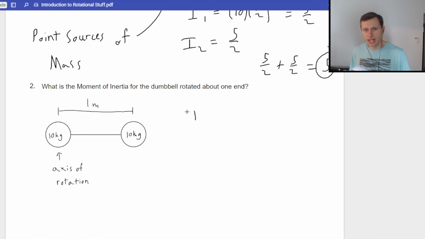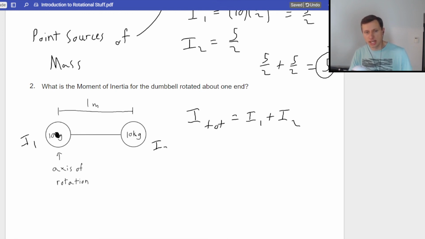So for this one, again, I total equals I1 plus I2. Since the axis of rotation is on top of my dumbbell, notice if I call this I1 and the right side I2, I1 is going to be a mass of 10 kilograms times a radius. That radius is 0 because it's touching the axis of rotation. Everyone see that? So r is 0 there, and you can square it. It's still going to be 0. In other words, I1 is just 0.